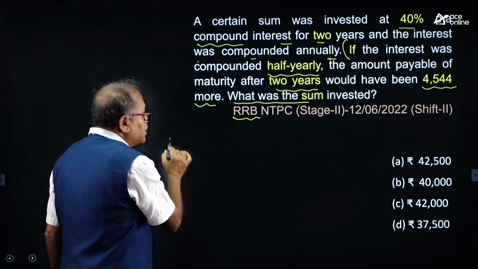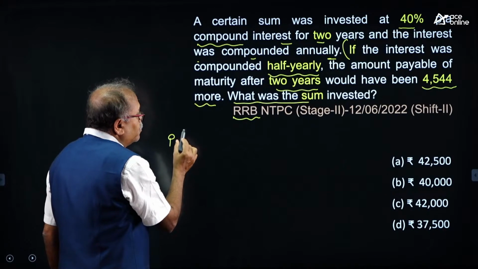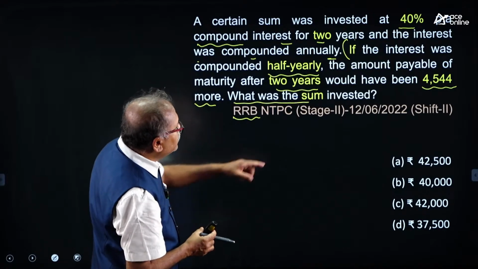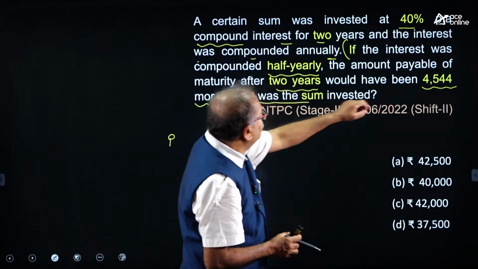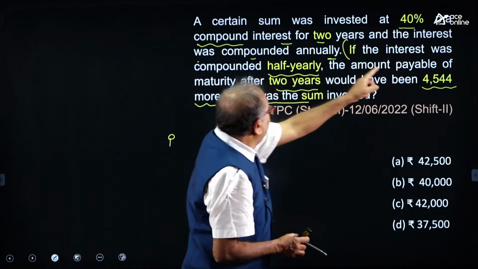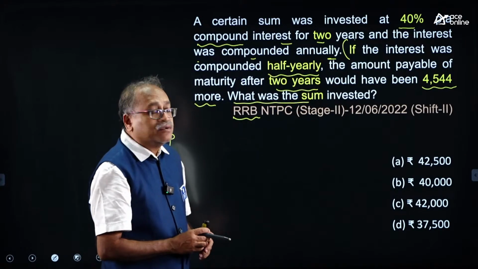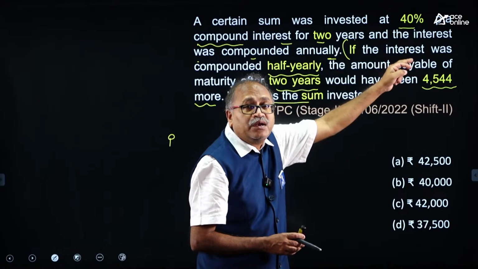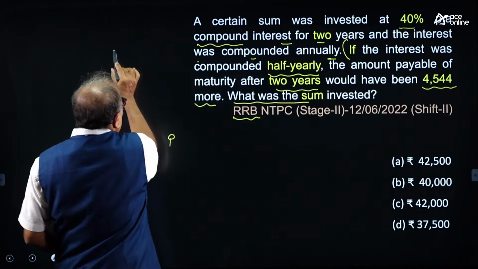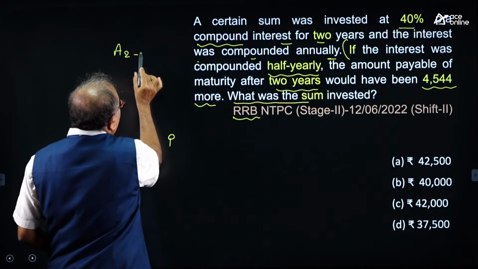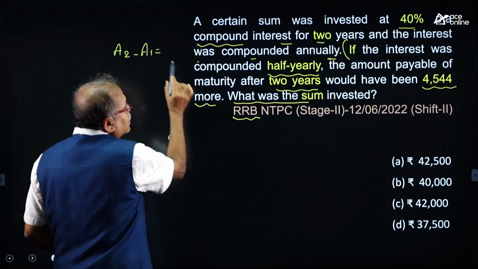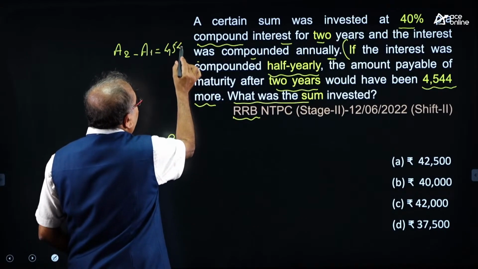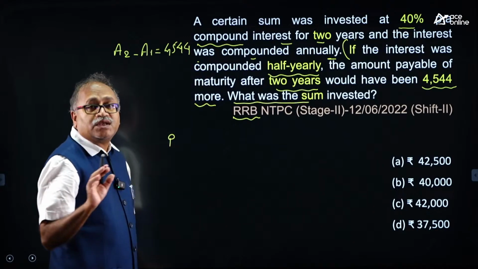So, how do you frame this one? Am I getting the amount difference? What is this one? The amount payable on maturity. So, this is the difference between amount 2 and amount 1. In other words, it is given to us that amount 2 minus amount 1 is equal to 4,544. This is what is given to us.